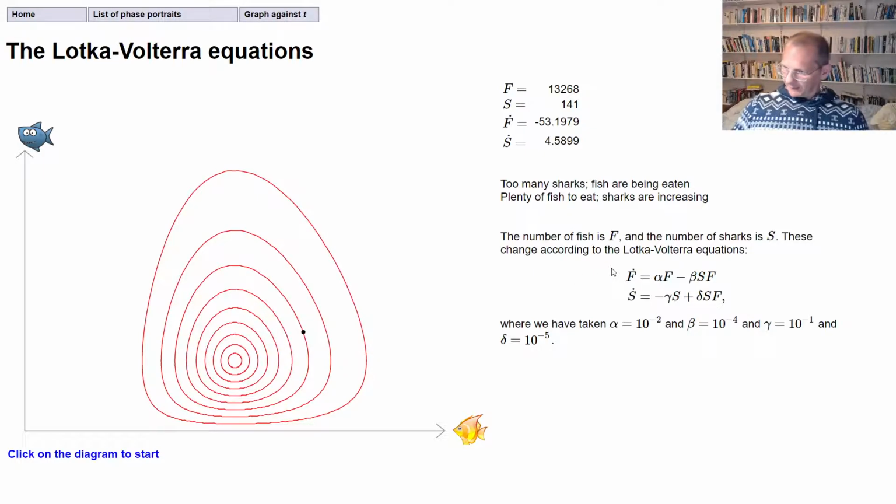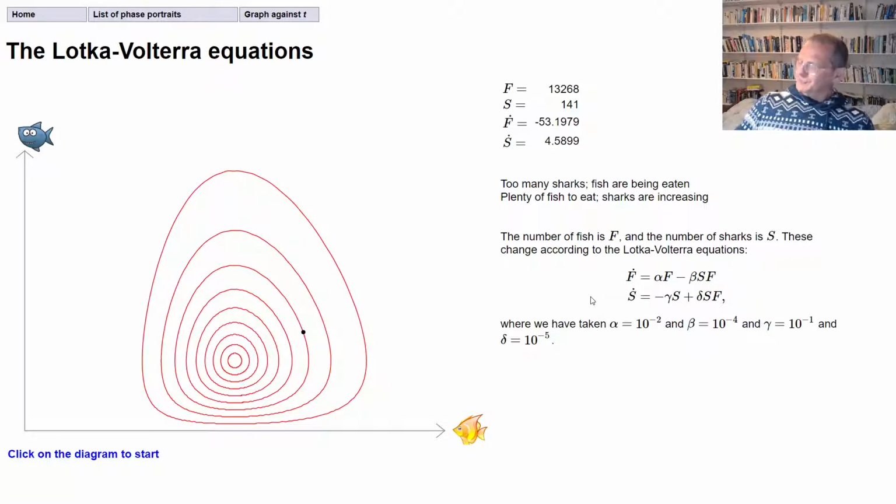So what's going on here? The idea is that the fish are reproducing. If you didn't have any sharks, if S was 0, then you would just have F dot is alpha F. The more fish you've got, the faster they reproduce, and you get exponential growth of the fish, at least for some reasonable approximation. But if there's sharks around, then of course they're going to be eating the fish, so that's going to reduce the effective reproduction rate of the fish by a factor beta S. So you've got alpha F minus beta SF, or alpha minus beta S times F, if you like. So the fish are reproducing at a rate alpha minus beta S.